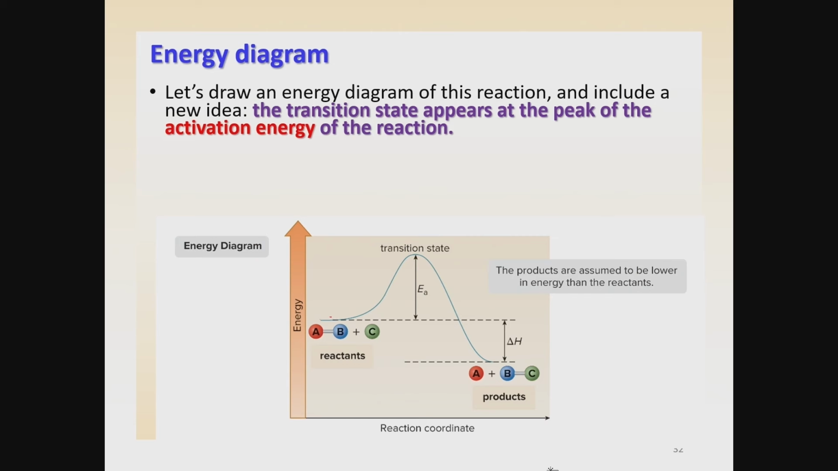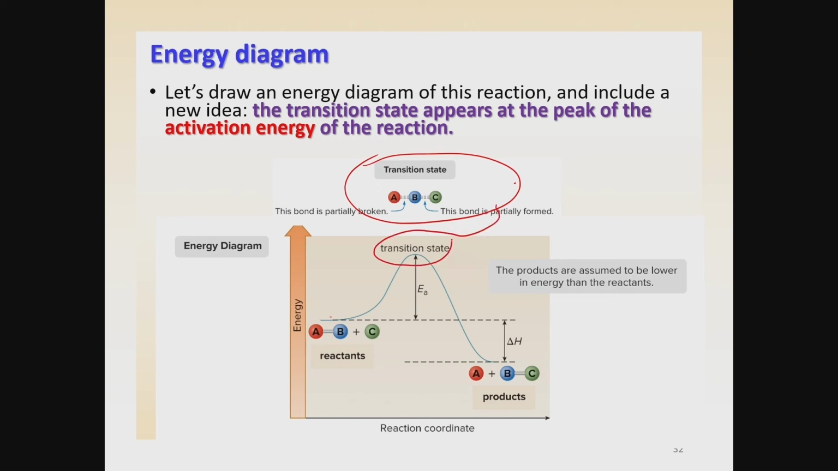So now we can add a new idea. Here we talked about the peak of this curve, and now you know that this is where the transition state is found. The transition state, where you have a bond breaking between A and B and another bond forming between B and C, occurs at the highest part of this curve. It occurs at the top of the hump.